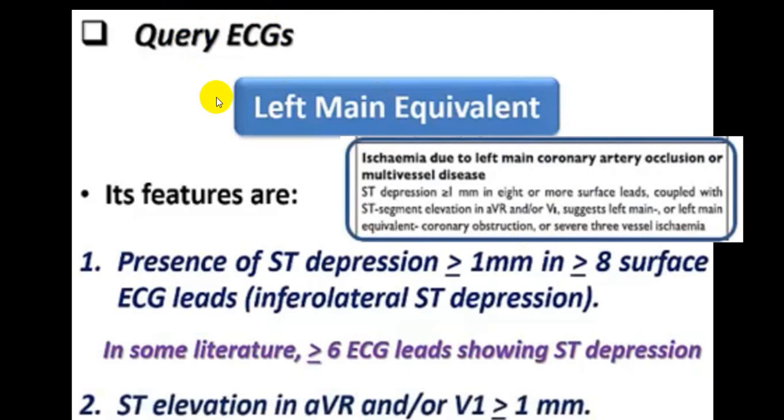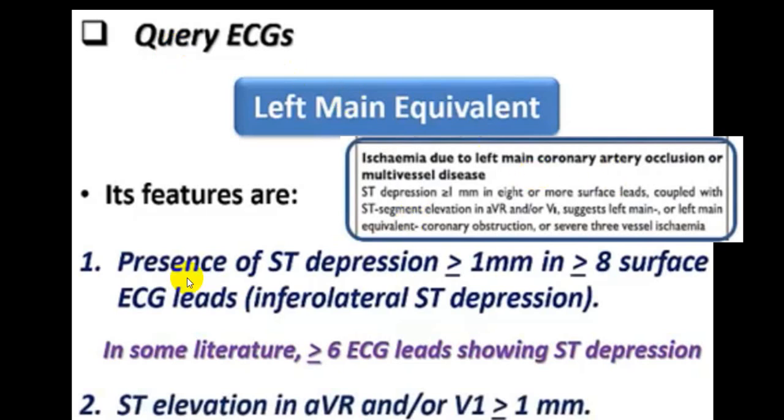So it becomes very important. Good number of times such ECG, that is AVR ST elevation taller than V1 and multiple ST depression, is suggestive of left main equivalent, or we call left main coronary artery involvement with or maybe along with LAD occlusion or maybe triple vessel disease. So ischemia due to left main coronary artery.